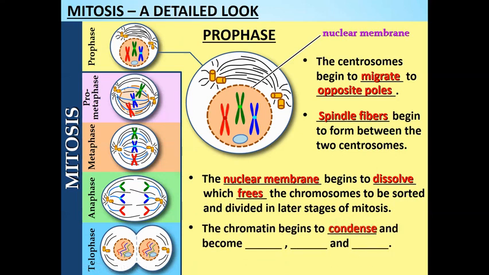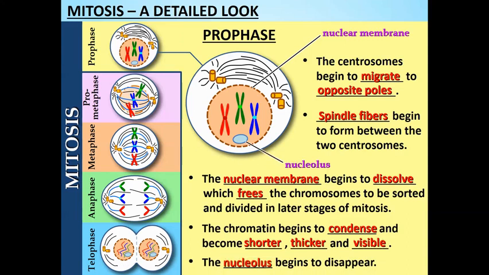The chromatin begins to condense and become shorter, thicker, and more visible. Remember, before these were more string-like, and they begin to condense and tighten up. They become shorter, thicker, and more visible, and the nucleus begins to disappear.